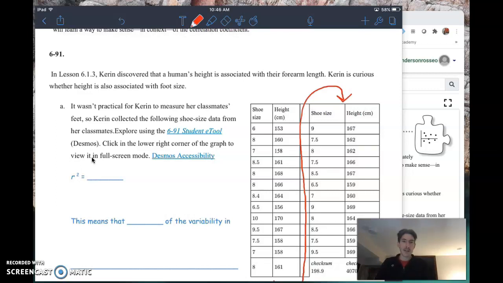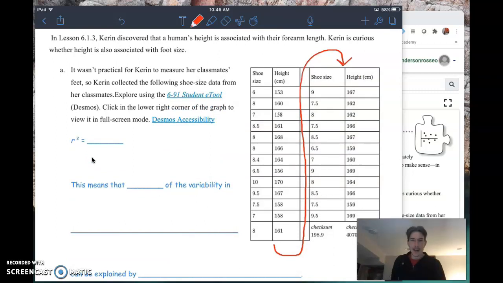In lesson 6.1.3, Karen discovered that a human's height is associated with their forearm length. Karen is curious whether height is also associated with foot size. So remember, we had the anthropologist who found the skeletal remains, and we did a little work with the ulna length, right? Now Karen is investigating whether there is a relationship between height and foot size, or shoe size. And of course, we're using the U.S. equivalent of shoe sizing to give us some quantitative data for this.